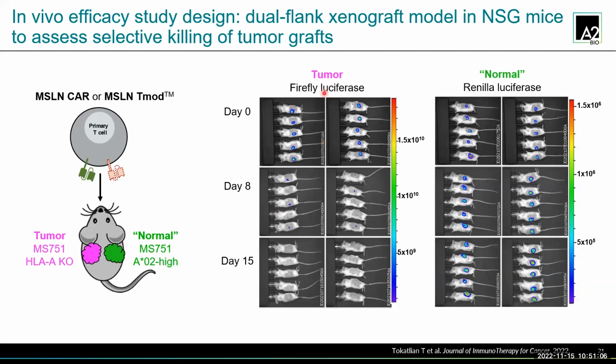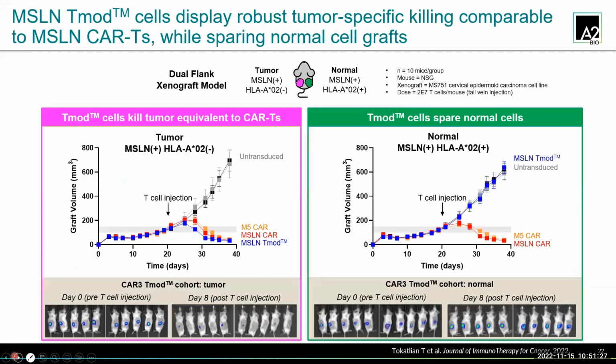And when both xenografts reached about 100 to 150 cubic millimeters in volume, mice received 20 million T cells total by IV injection. And what we observed was really clear. So on the tumor side, mesothelin TMOD, here shown in blue, was able to clear tumors just as efficiently as both mesothelin CAR alone or M5 CAR.